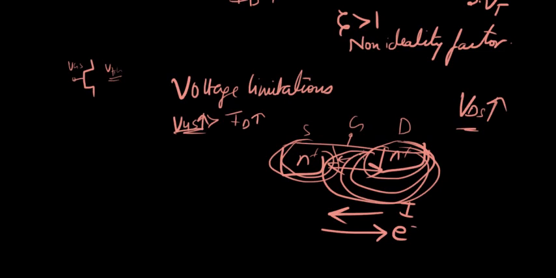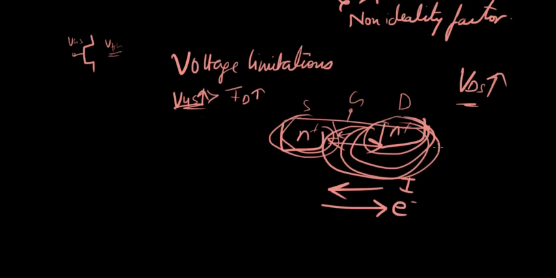Nonetheless, there is conduction between the source and the drain, and this large conduction is not desired again, because, well, it's not desired, that's all. So yeah, we have to take care of the limitations on VDS and VGS.